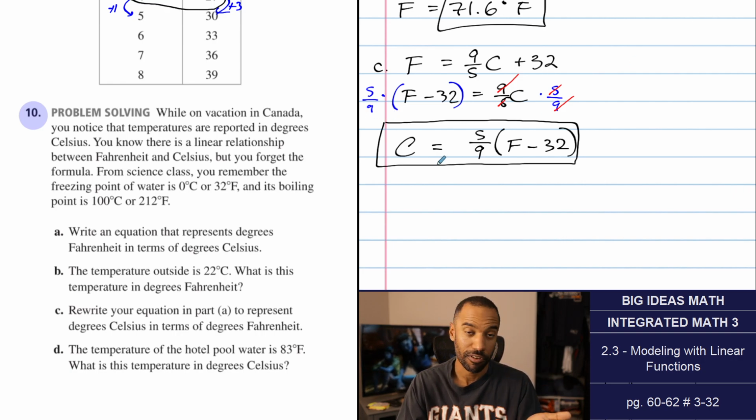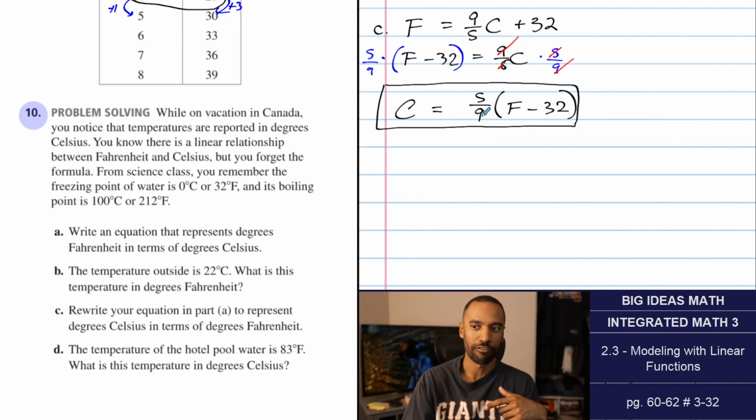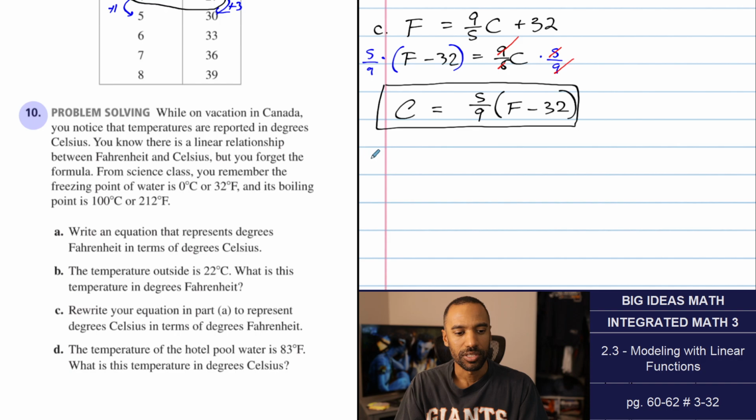You did this probably in IM2 as well. This is what's called finding an inverse. Taking that inverse and kind of doing that, or at least solving in terms of the other equation. You inverted everything.